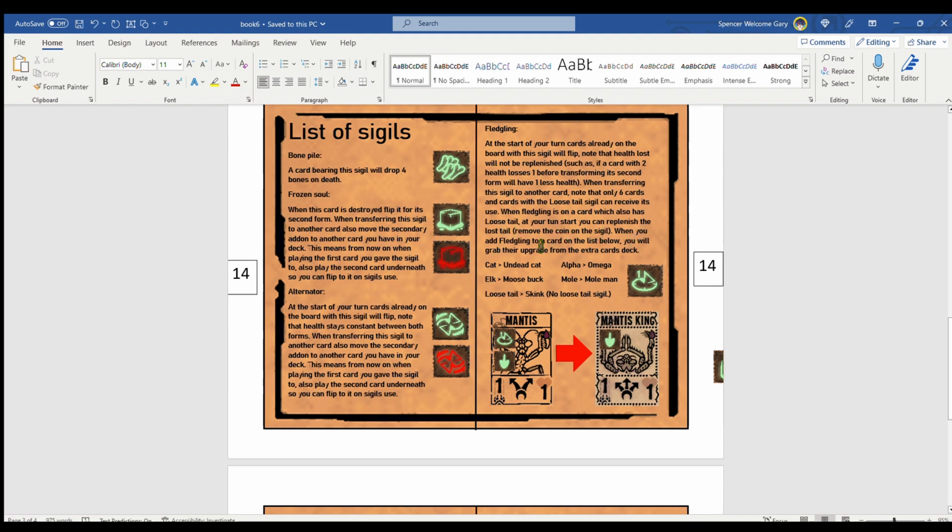When you add Fledgling to a card on the list below, you will grab their upgrade from the Extra Dex deck. So a cat will turn into the Undead Cat when it has Fledgling. The Alpha will turn into the Omega with Fledgling. The Elk, the Moose Buck. The Mole Man. And if you have a Skink with Fledgling, when you summon the loose tail, it would have Fledgling on it. And so if you have a loose tail that has Fledgling because you put it on your Skink, that loose tail will turn into a Skink, but the Skink won't have the loose tail sigil.